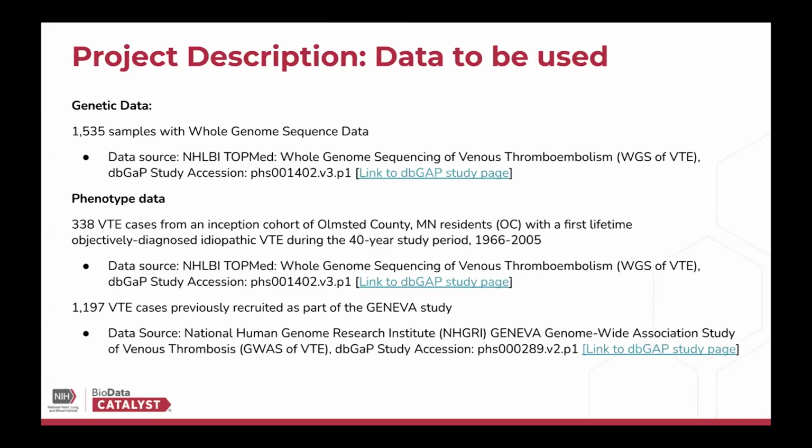We used multiple resources to get our data for this project. The genetic data came from 1,535 samples with whole genome sequence data. The data source was NHLBI TOPMed, whole genome sequencing of venous thromboembolism, or WGS of VTE.